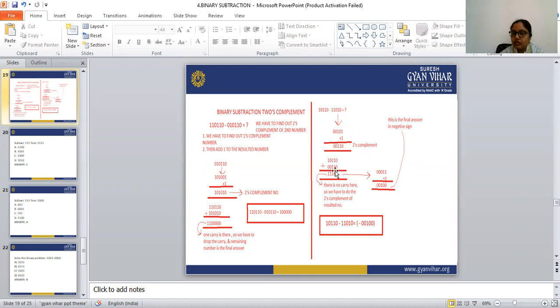0 plus 0, 0. 1 plus 1, 0, carry 1. Then 1 plus 1 plus 1, 1, carry 1. 1 plus 0, 1. And this 1 plus 0, 1. So this is the answer.